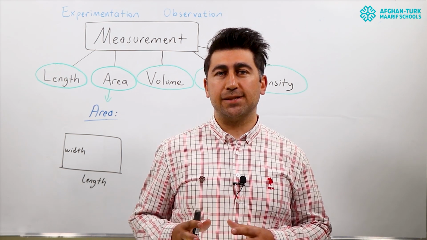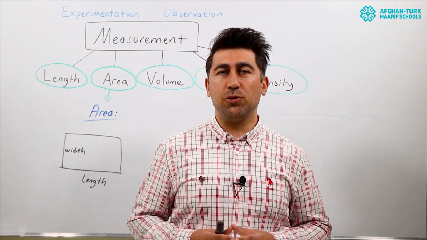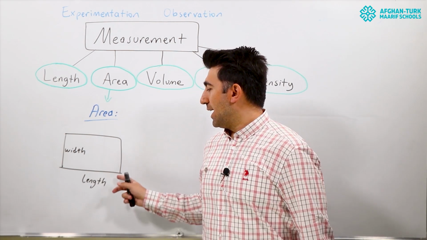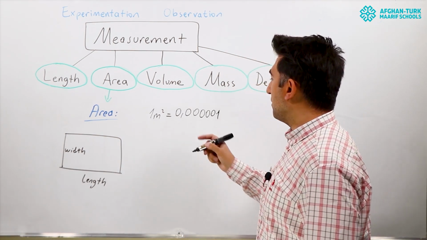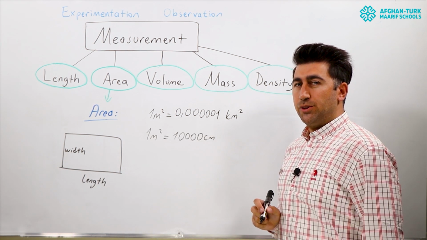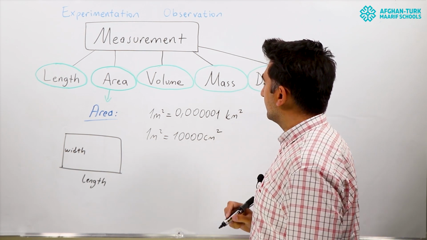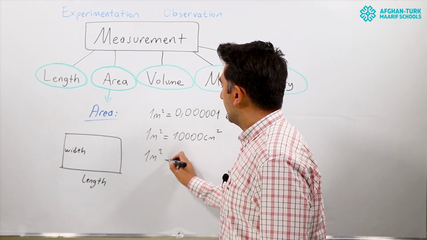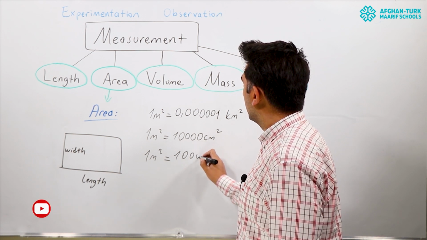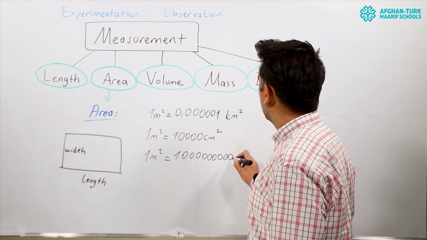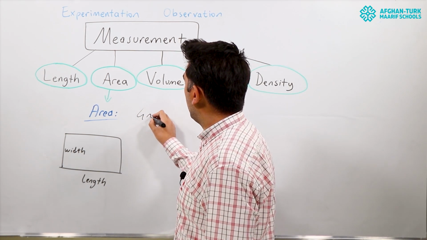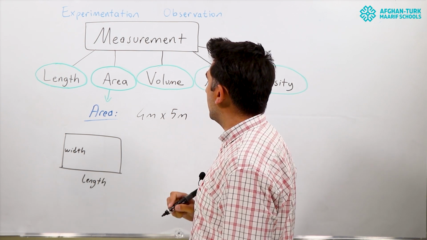Area is the size of a surface enclosed by its boundary lines. And the SI unit of area is meter square. To find the area, we just multiply length with width. For example, 1 meter square is equal to 10 to the power of minus 6 kilometer square. It's also equal to 10,000 centimeters square, and that's also equal to 1 million millimeter square. Let's say we have a room with 4 meters times 5 meters area.